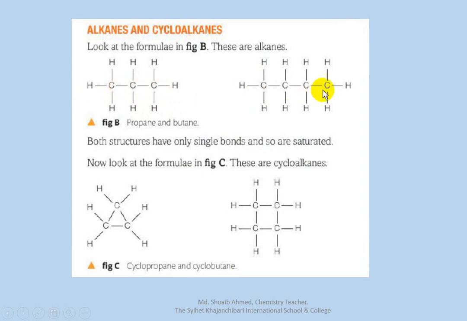This is an aliphatic hydrocarbon. This is a cycloalkane. This is propane. How many carbons are in the chain? 3 carbons, 1 2 3, so prop. This is an alkane, so propane. How many carbons in this chain? 4, so but. This is an alkane.